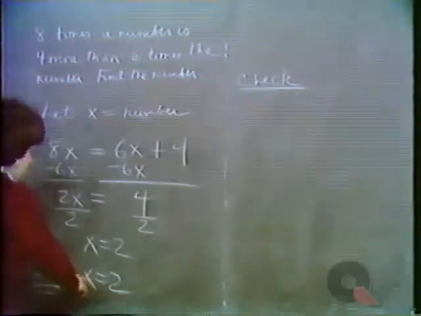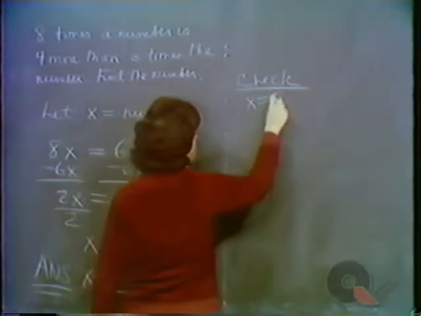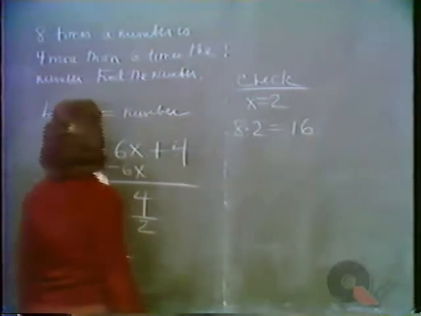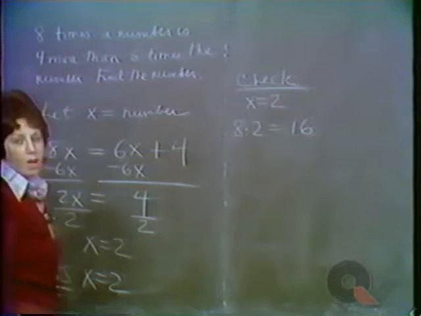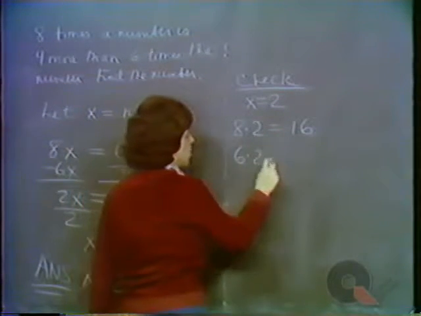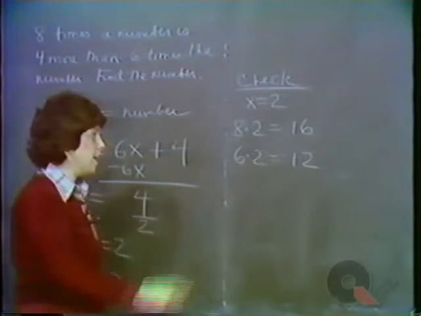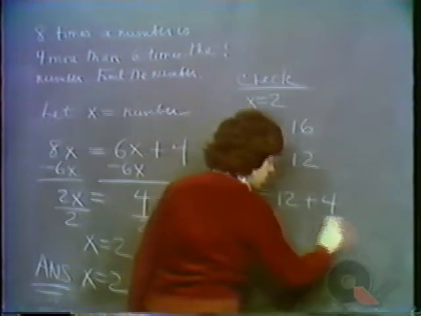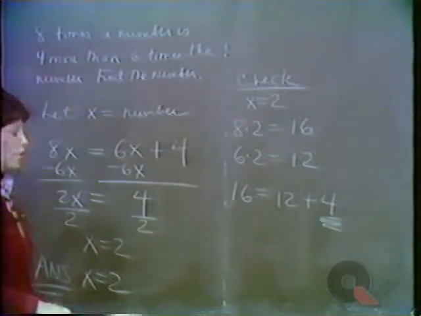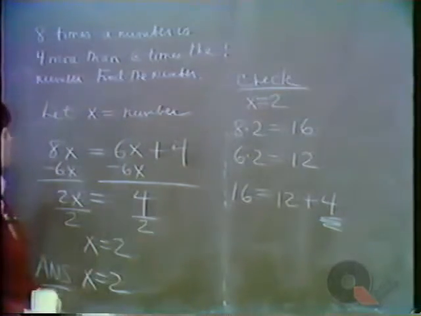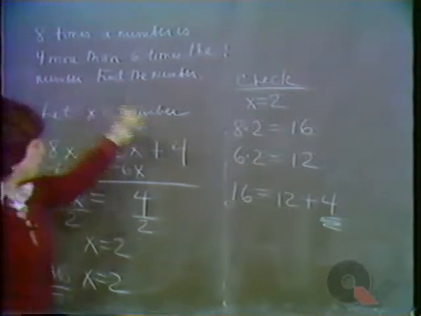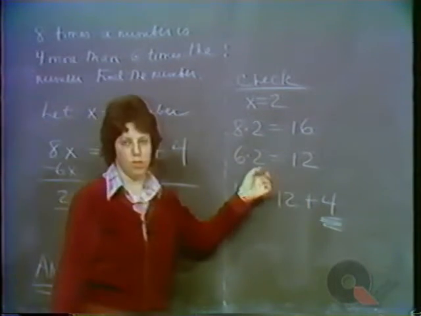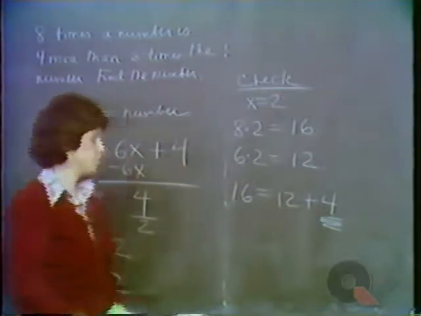8 times a number. Well, the number, we claim that the answer is x equals 2. 8 times the number, 8 times 2, that would be 16. That should be 4 more than 6 times the number. Well, 6 times the number, that's 12. And it is true that 8 times the number is 4 more than 6 times the number. So it apparently does work out. We believe that the answer was 2, and we checked it out. 8 times 2, that's 16, should be 4 more than 6 times 2. And 16 is 4 more than 12. So it does work out.